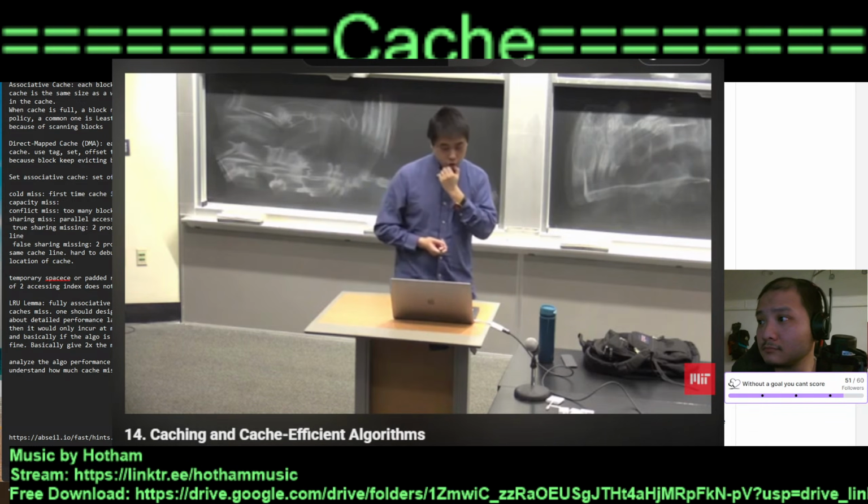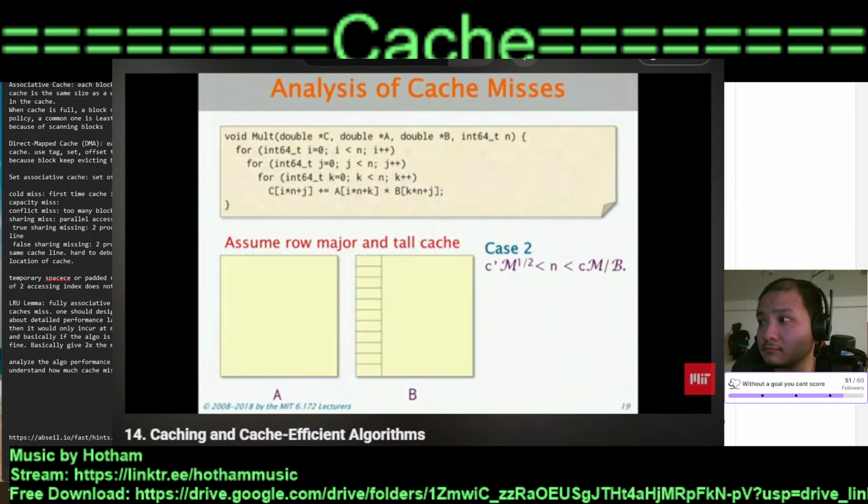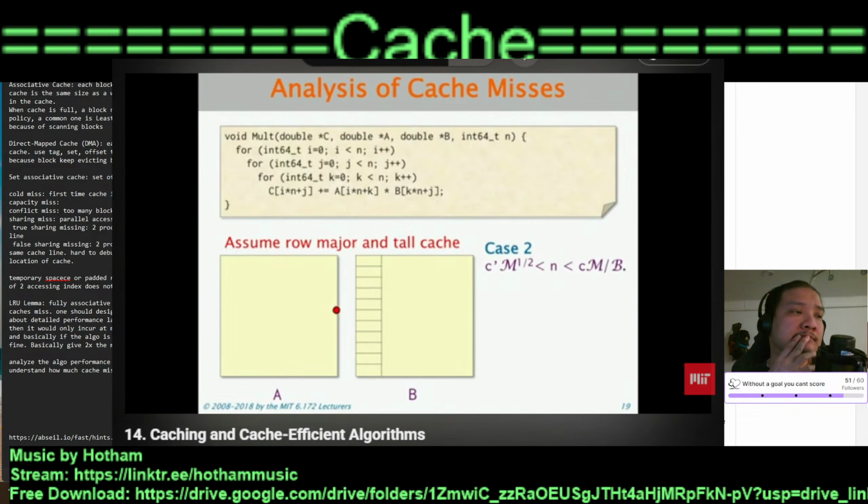Let's look at case 2. So in this case, n is less than cM/B. So I can fit one block from each row of B into cache. And then n is also greater than another constant c prime times square root of M. So I can't fit the whole matrix into cache.